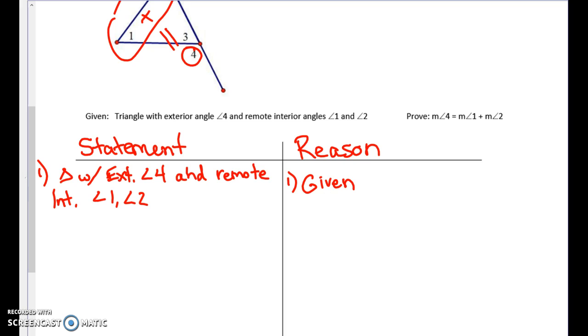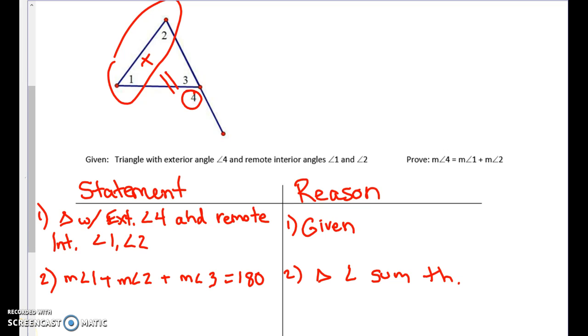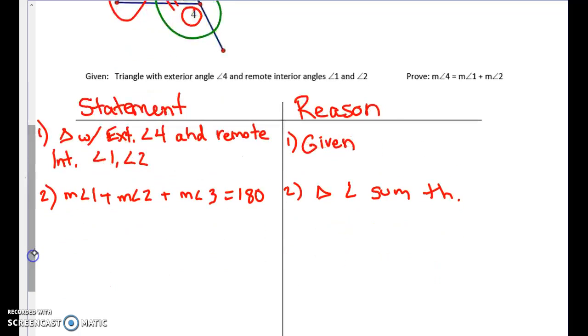So what can we say? The first thing I can do is look at the fact that we're given a triangle. Well, what do we know about triangles? We know that the angles in a triangle add up to 180 degrees. So I'm going to write that down next, by the triangle angle sum theorem. What else do we have in this picture? We also have a beautiful linear pair, 3 and 4, quite lovely. And we know that linear pairs are supplementary and that supplementary angles add to 180. So I'm going to go there next.